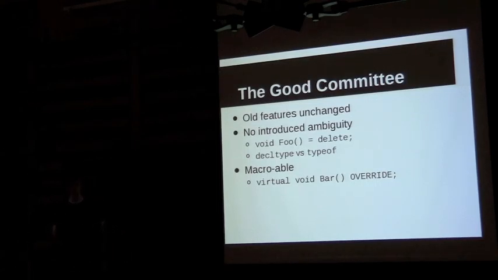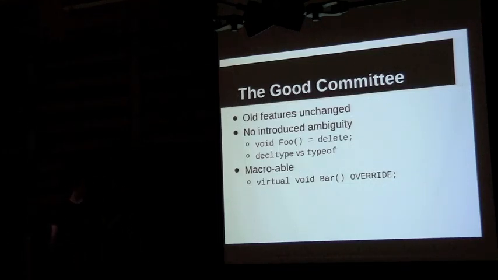I started to do some more research, and I looked at how the committee was making these changes. What I noticed was all the old features are certainly not going anywhere. Yes, we've deprecated them, but they're still there. Auto pointer, maybe you shouldn't use it anymore, but if you have code that uses it, at least it's not going to die. That's kind of nice. And for the new features that came along, there was no introduced ambiguity with anything that used to exist. Say I want to delete the function foo. In C++03, saying equals delete after a function doesn't even make syntactic sense, so it doesn't interfere with anything.